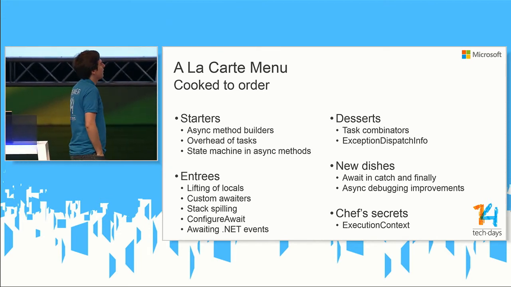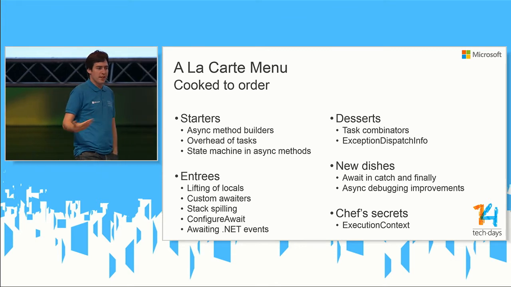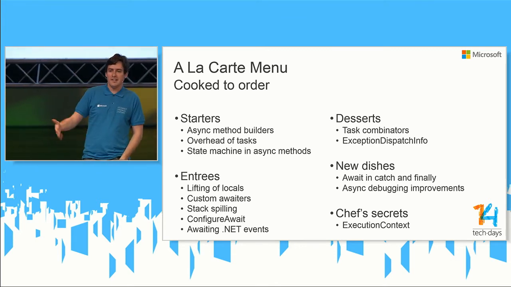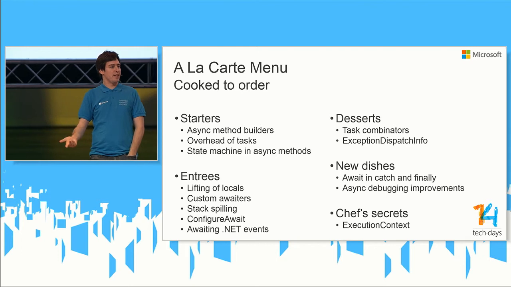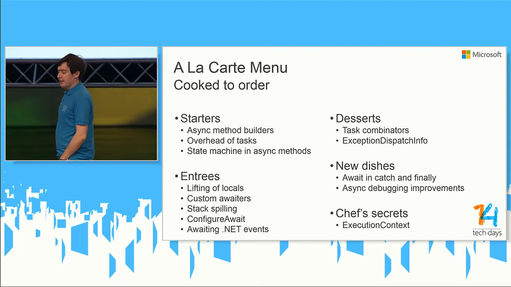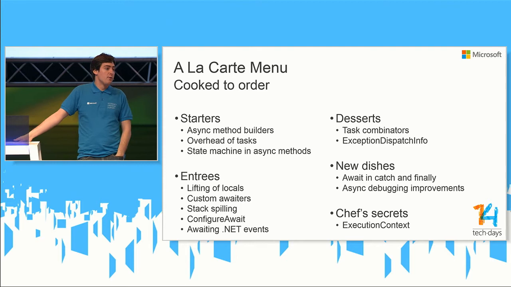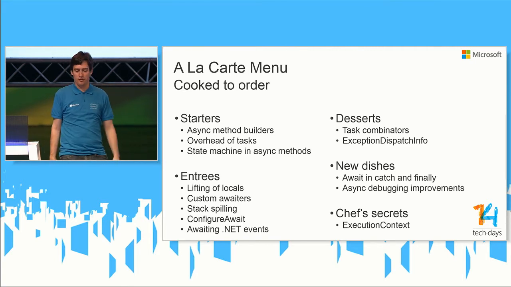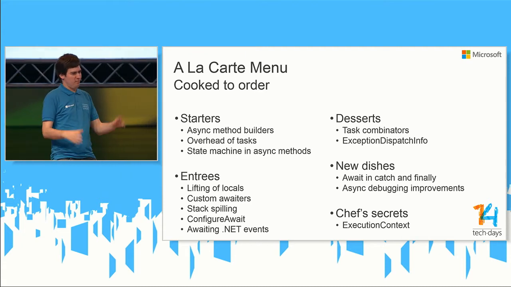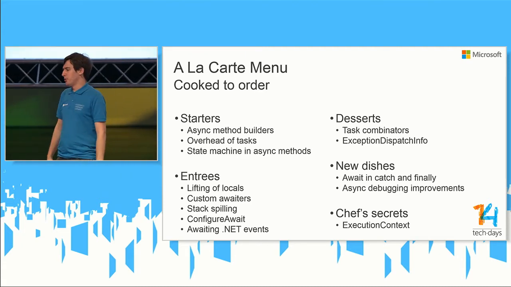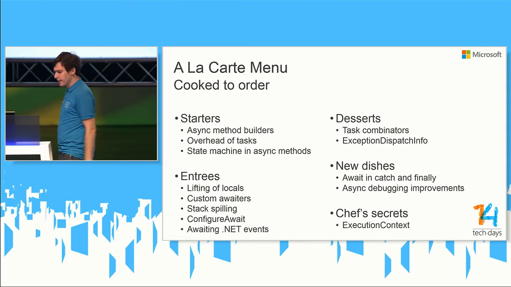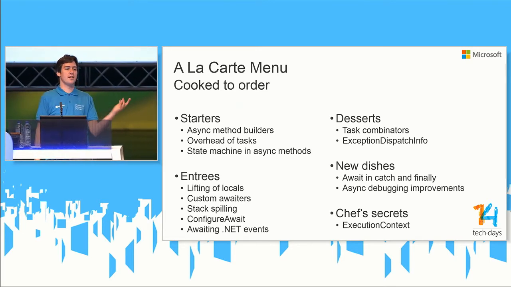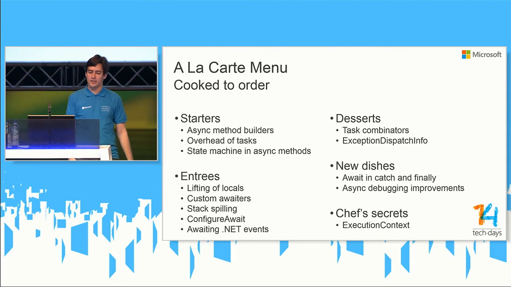Then we have some desserts. We have things like task combinators, exception dispatch info, little things that are in the framework, really lightweight, that you may not be aware of. Finally, some new dishes. C# 6.0, we have support to await inside catch and finally blocks, and the compiler is doing quite some voodoo there to make that work. It seems more complex than at first you may think. And then some chef secrets that, in fact, we may be talking about in between here and there as well, in particular execution context, and maybe something else that comes to mind during this lecture.